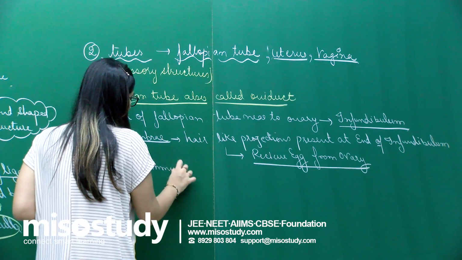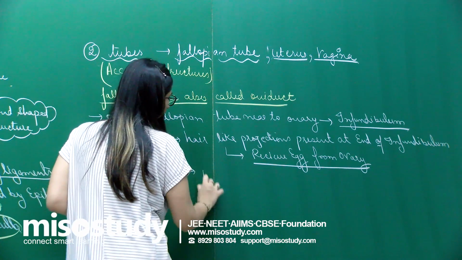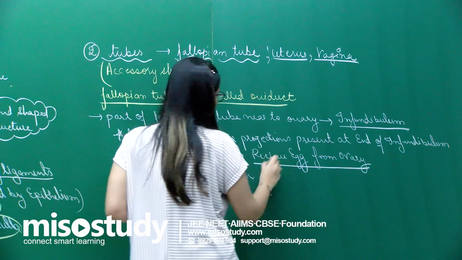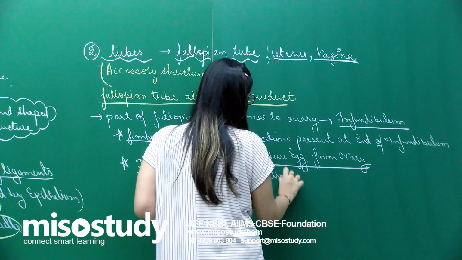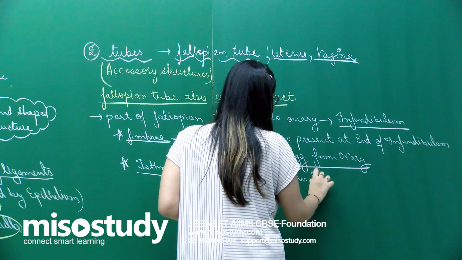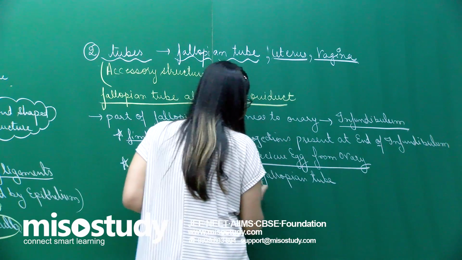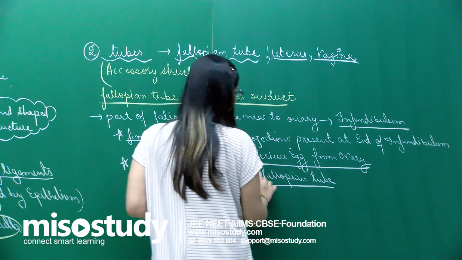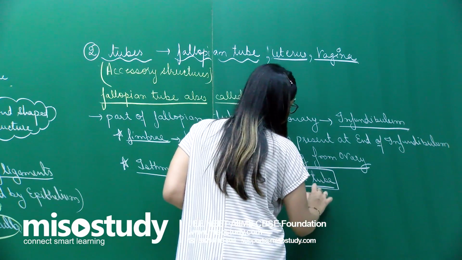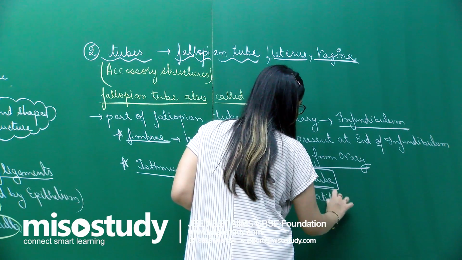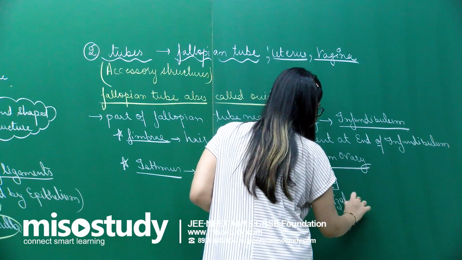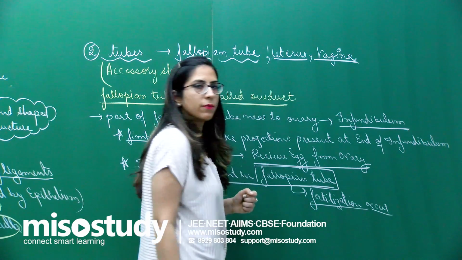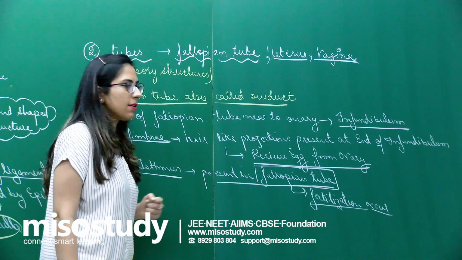Isthmus. Present in the fallopian tube. Fallopian tube is that tube in which fertilization happens. This is the place where fertilization occurs, called the fallopian tube.